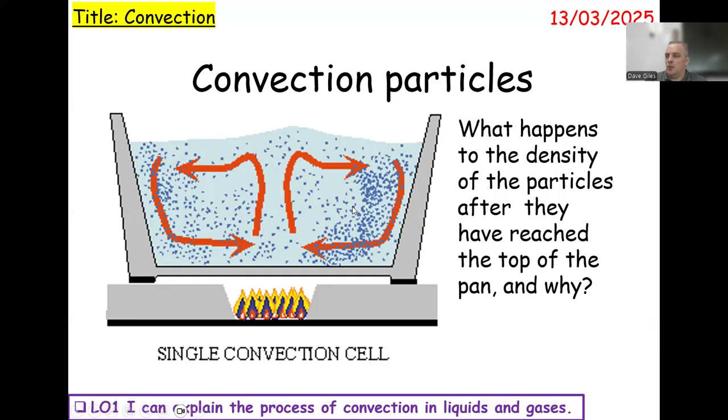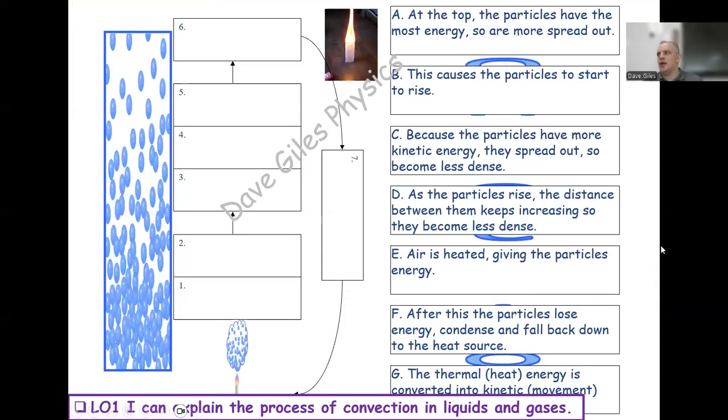Well, when they get to the top, that's when they are the least densely packed, or the space between them, and then they've lost energy, condensed, and fallen back down. So here is a little task for you. These are the stages of convection, and just see if you can put them in the right order. I'll give you a few seconds to think about it, pause it, then I'll go through it.